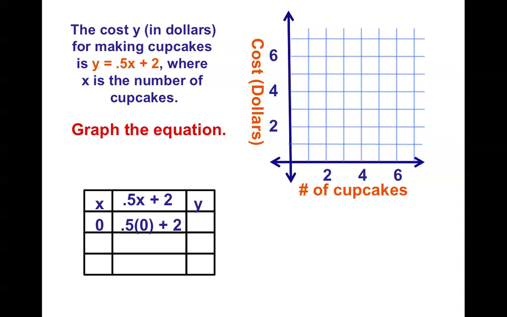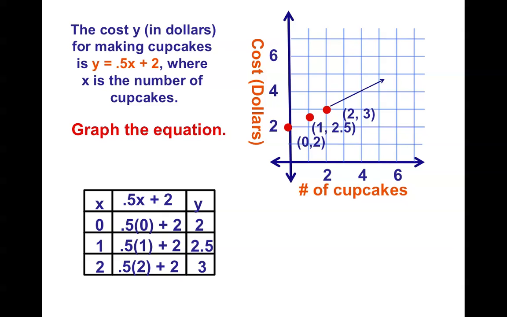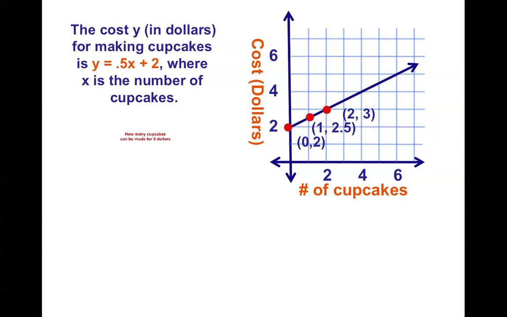When x is 0, 0.5 times 0 is 0, plus 2 is 2. When we plug in 1, 0.5 times 1 is 0.5, plus 2 is 2.5. And when I plug in 2, 2 times 0.5 is 1, plus 2 is 3. You'll notice there's a linear relationship here. Can we use this linear relationship to answer this question?